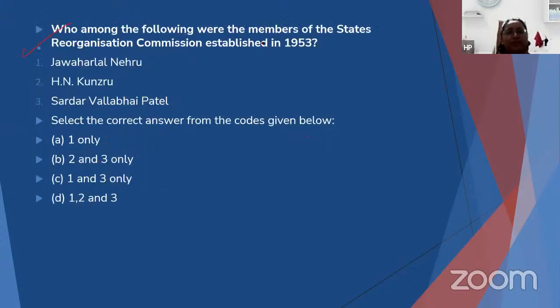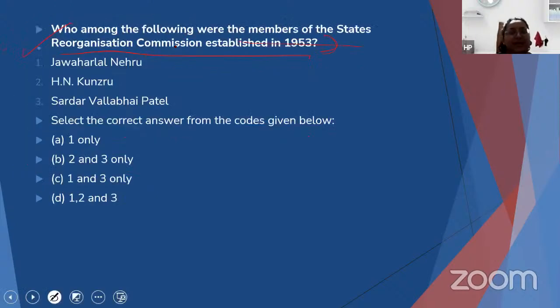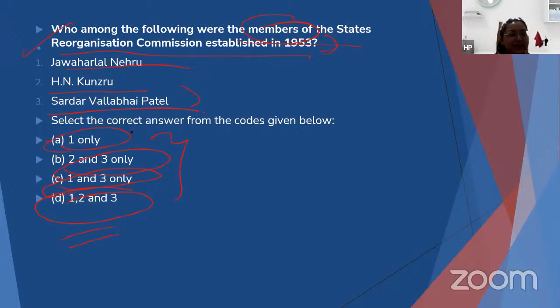Next, who among the following were the members of the State Reorganization Commission established in 1953? Now look, what is the difference between the two questions? Here it is asking just the chairman. Here it is asking members. Now in the members we have first Jawaharlal Nehru, second H.N. Kunzru, third Vallabhbhai Patel. Now the options are first only, second and third, first and third, and 1, 2, 3. Okay, these are the options, and there should be one more option, second only. So the correct answer will be A.